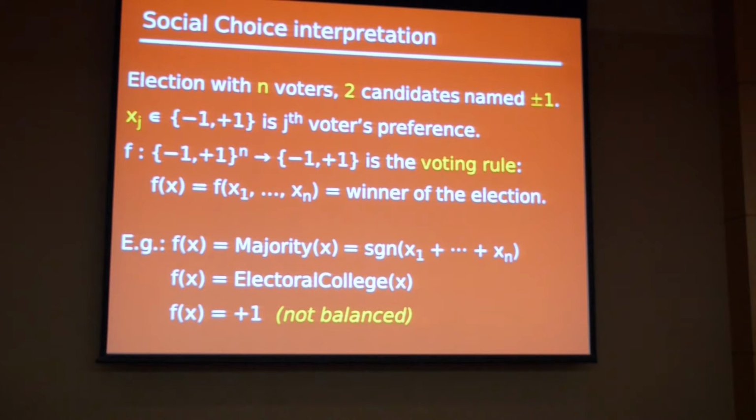So we think a minimally reasonable property of a fair voting rule is that it should be balanced, not inherently favoring plus or minus 1. So in the context of social choice, it's quite natural to only look at balanced functions.